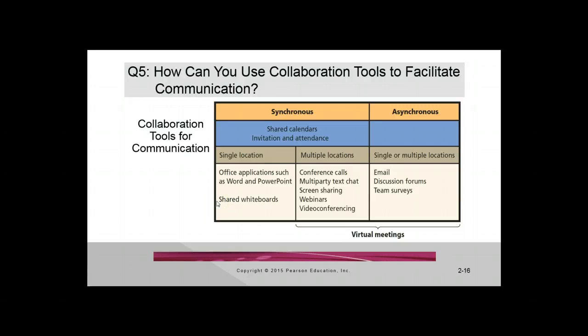Collaboration tools can be defined a couple different ways. One way we can define them is via the way that we are communicating using them. And the big breakdown is synchronous versus asynchronous. Okay, synchronous versus asynchronous. What is the difference between synchronous and asynchronous collaboration information systems?